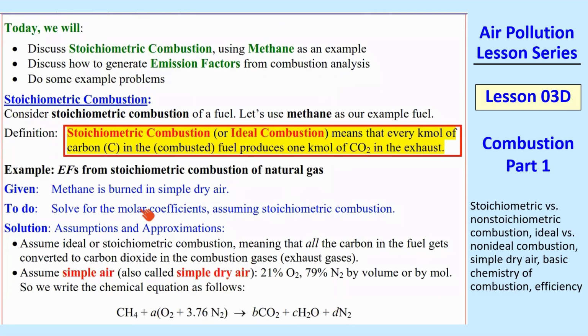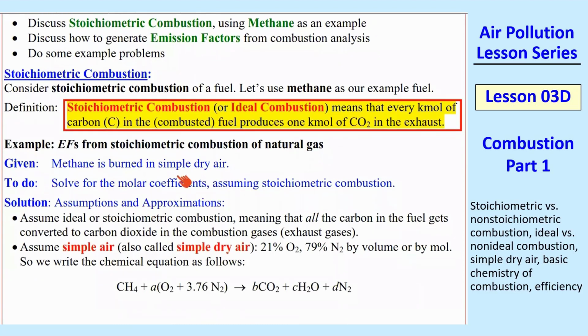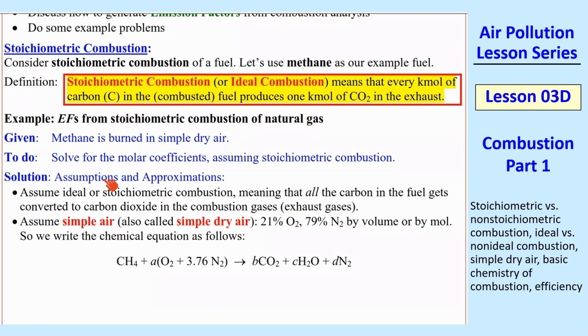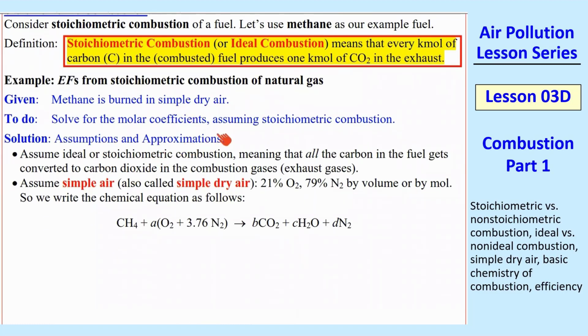Let's look at natural gas as an example, and we're going to do some EFs later. But first of all, I just want to look at stoichiometric combustion of methane instead of natural gas. So methane is burned in simple dry air, and we want to solve for the molar coefficients for this combustion, assuming stoichiometric combustion. So here are the assumptions and approximations. All the carbon in the fuel gets converted to CO2. That's what we mean by stoichiometric or ideal, into the exhaust gases.